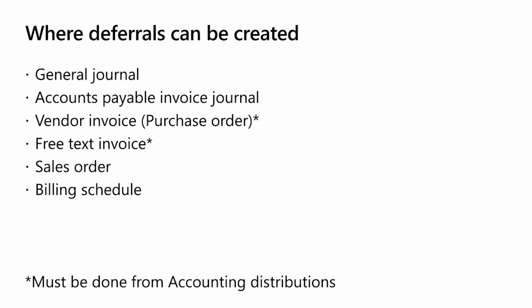Secondly, where can deferrals be created? They can be created from a general journal, accounts payable invoice journal, the vendor invoice. In this case, you'll notice that there's an asterisk on this one and the next one for free text invoice. For those 2 scenarios, you have to do the deferral from the accounting distributions.